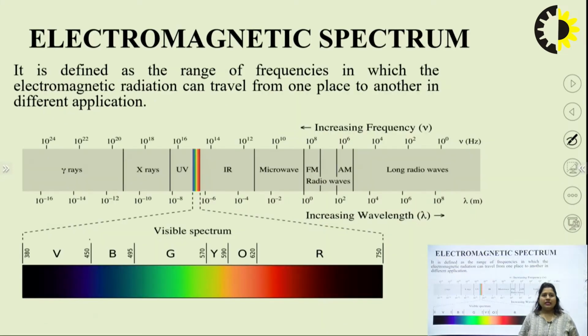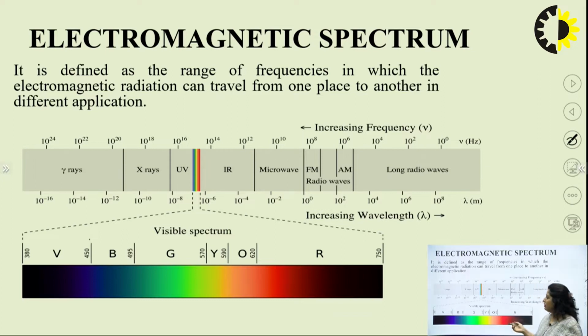Coming to the next part, we have the electromagnetic spectrum. We have a very wide range in the electromagnetic spectrum. It is defined as a range of frequencies in which electromagnetic radiation can travel from one place to another in different applications. If we want to use it as a laser or LED, we have to use the infrared range, and if we want to use the visible range, then we can use the visible spectrum.